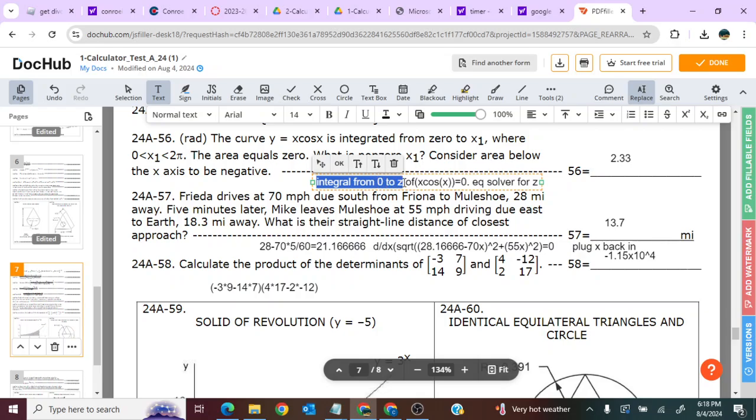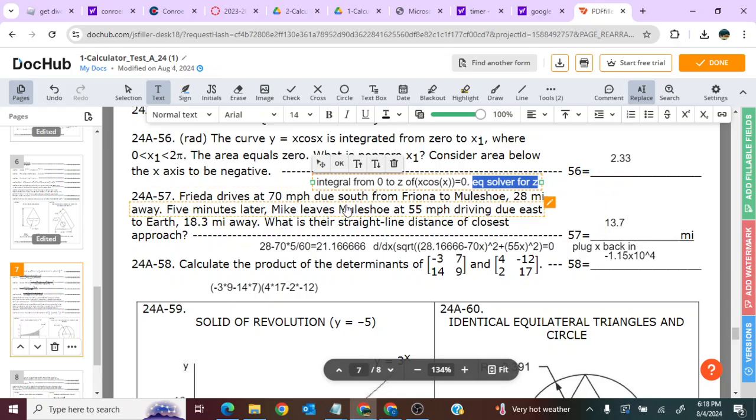You got to figure out what upper bound, so integral from 0 to an unknown z of x cosine of x is equal to 0. And then you EQ solver for z. And then the calculator may take a bit. Make sure to put a guess in between this range, preferably in the middle, like pi. And if you do that properly, you'll get 2.33.